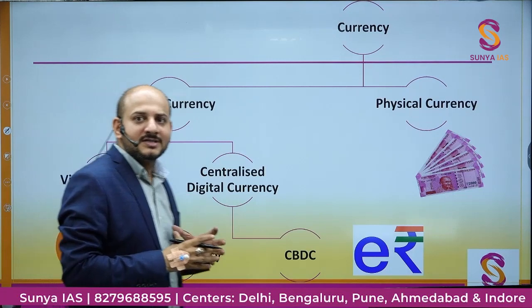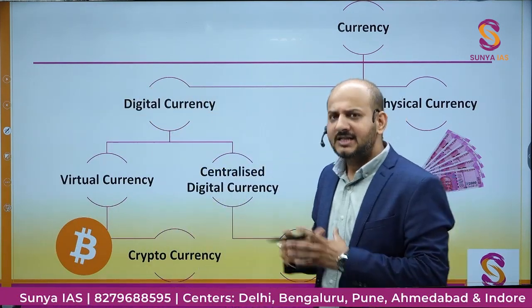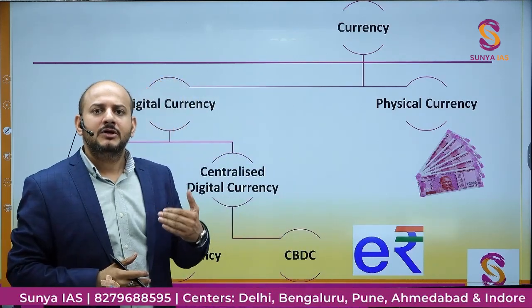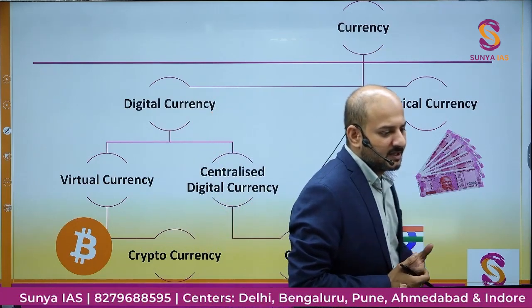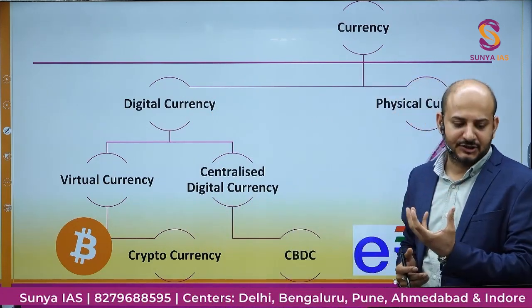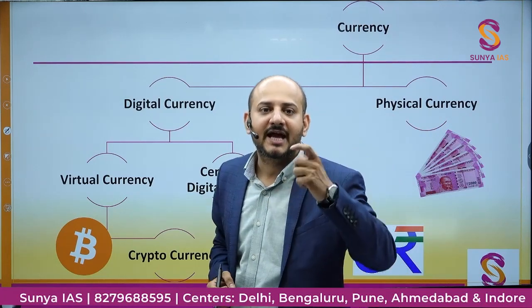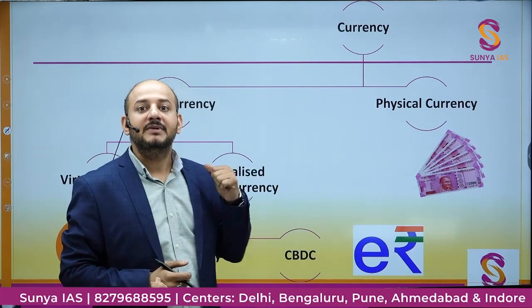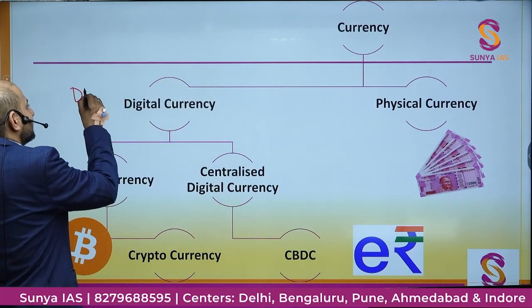Now class, to understand the terms related to the currency, let's understand how it functions. Earlier what used to happen, that if you want to exchange a commodity, then you have to pay in cash. You will give the other person a bank note in exchange of the commodity. Now our lives have become easier because of digital wallets.